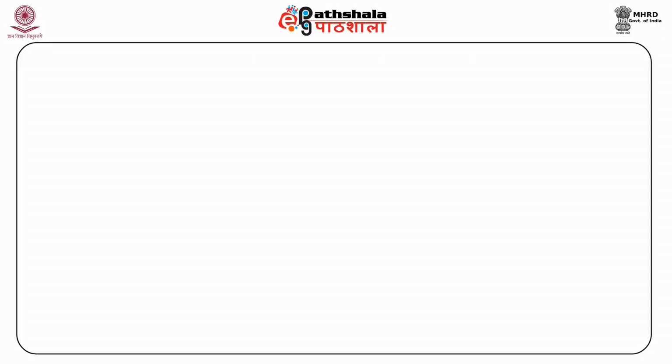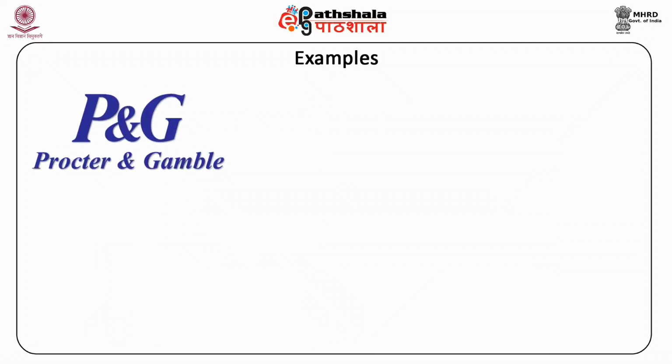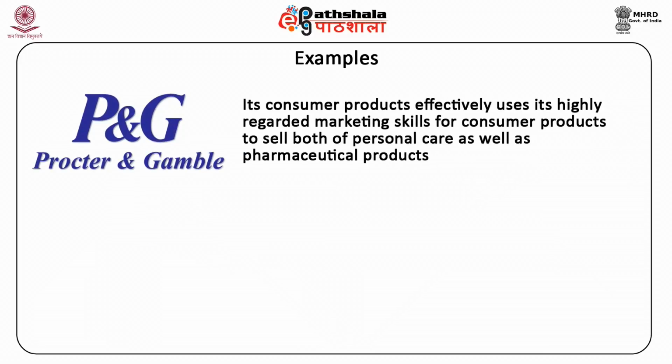There are several examples of economies of scope when the firm uses a set of skills or assets to produce or sell multiple products, like Procter & Gamble, known for its consumer products, effectively uses its highly regarded marketing skills for consumer products to sell both personal care as well as pharmaceutical products.